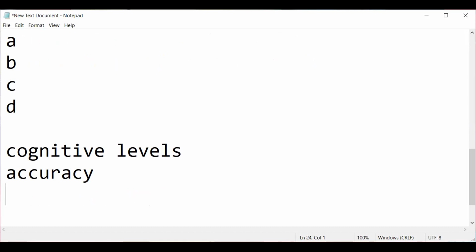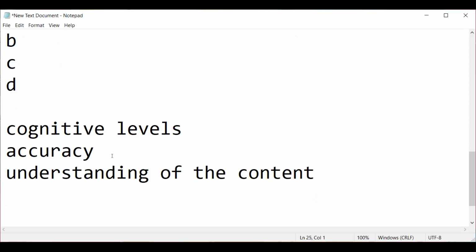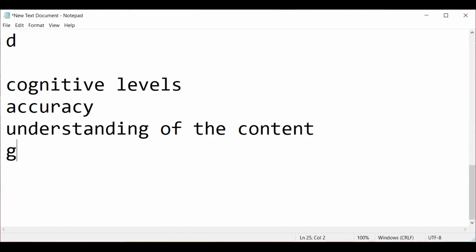We can measure even understanding of the content, how far he has understood the content of the classroom teaching. Guessing factor. Why guessing factor? Because we have given yes or no statements. When compared to, see, we are reducing the students' guessing factor. We are reducing the students' guessing factor by giving these true or false items, especially in the MCQs.